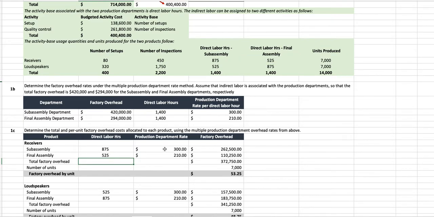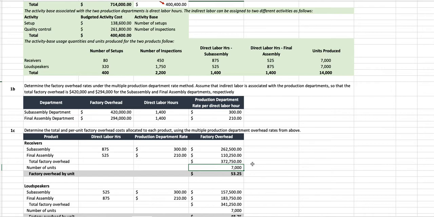and then we pull in the production department rate, and we calculated that in the last section. And then from here, again, all we want to do is take our direct labor hours and multiply it by our production department rate. This tells me that the receivers in this example incurred $372,750 over this reporting period.